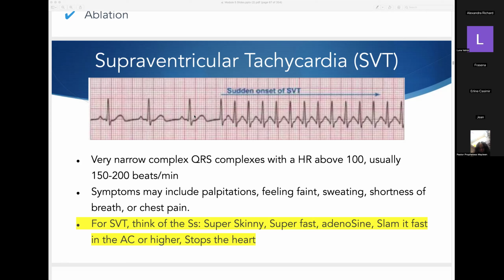So last thing, for SVT, remember your S's. It's super skinny. It's super fast. You treat it with adenosine. How do you give the adenosine? You have to slam it. You have to give it IV push very quickly.